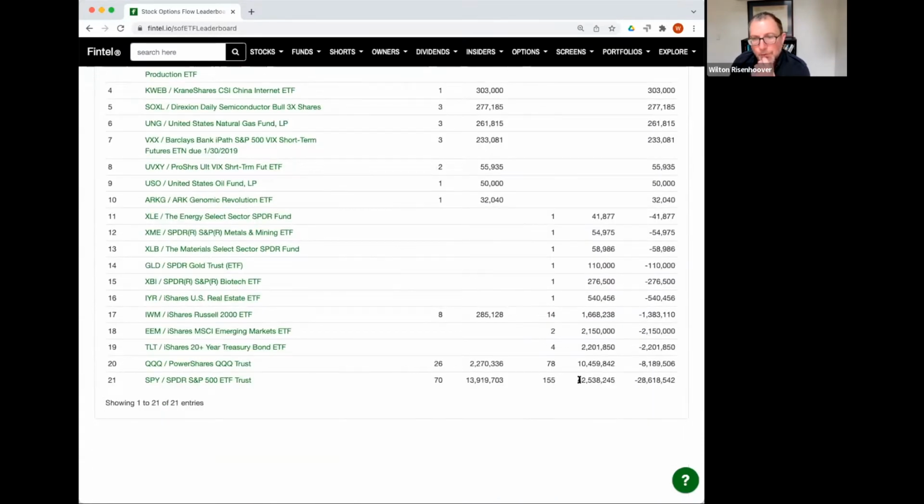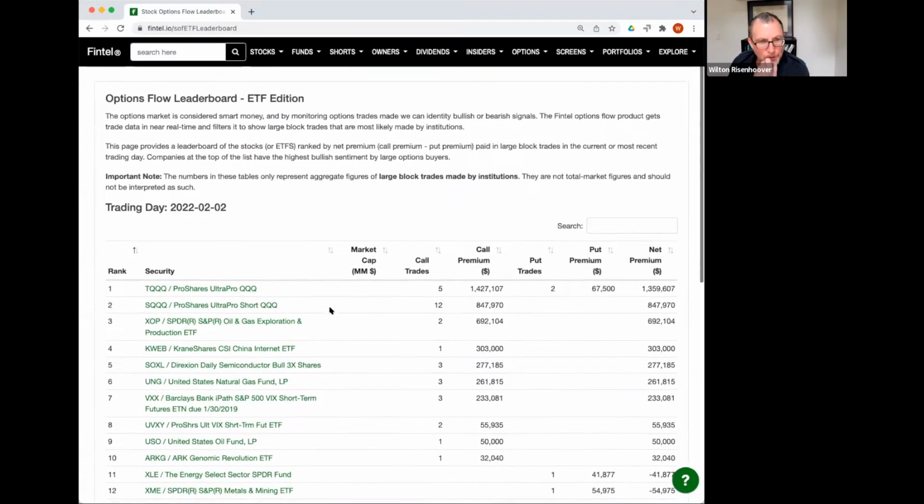Here we have 42 million, net negative $28 million in premium paid for SPY options. So that's a pretty negative bet on the overall S&P 500. Likewise with QQQ, the bond market has negative, emerging markets got negative net sentiment, Russell 2000 had negative sentiment, and so forth. You can see that the ultra pro short has got positive sentiment. So that's actually a negative sentiment wrapped in a positive sentiment, right? Oil and gas exploration gets a positive sentiment here.